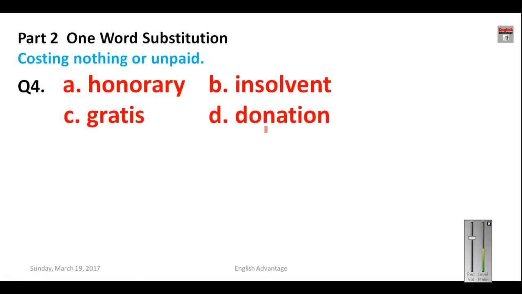Here we start part 2, which belongs to one word substitution. Costing nothing or unpaid. If something is costing nothing to you, or it is unpaid, it is free of cost to you, what is the name for that? Honorary, gratis, insolvent, and donation.